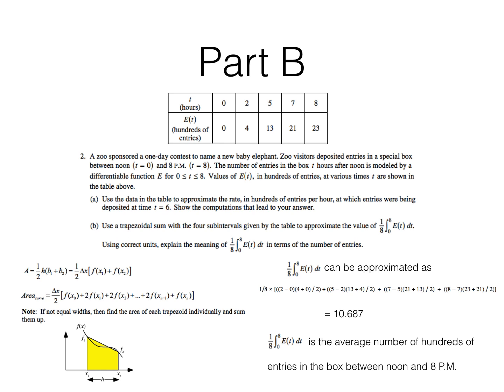So we're going to find the differences between all of our x's, and we're going to add the two E of t values to create 4 different trapezoid sums. And then when you do that calculation, you're going to get 10.687. And then for the second portion, how to explain the meaning, we say that 1 over 8 times the integral from 0 to 8 of E of t dt is the average number of hundreds of entries in the box between noon and 8 p.m.